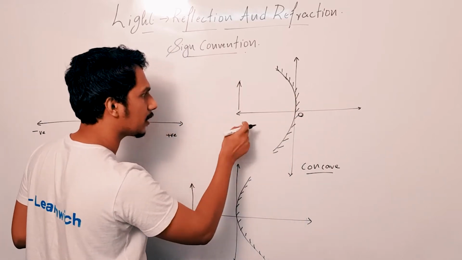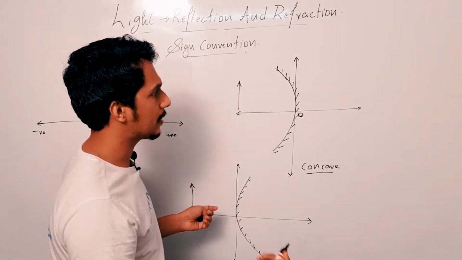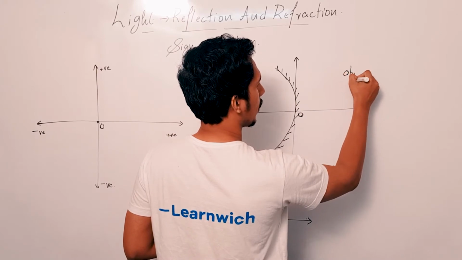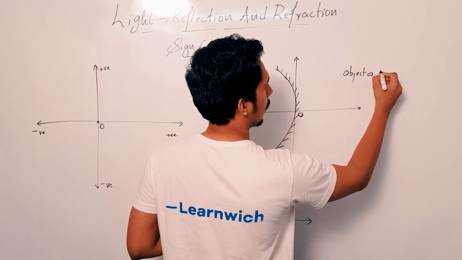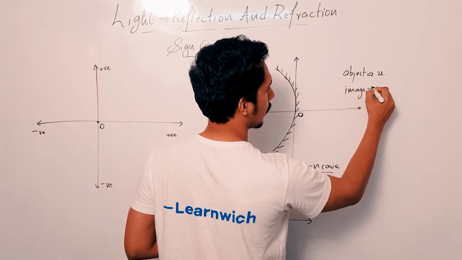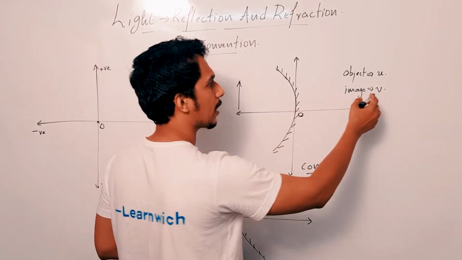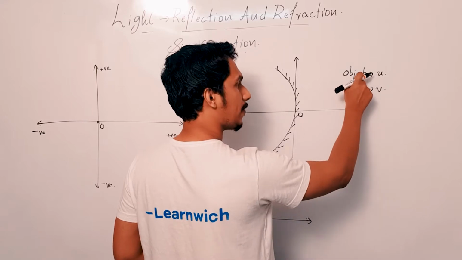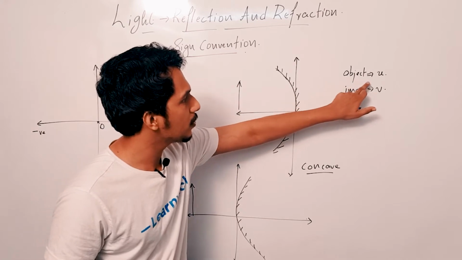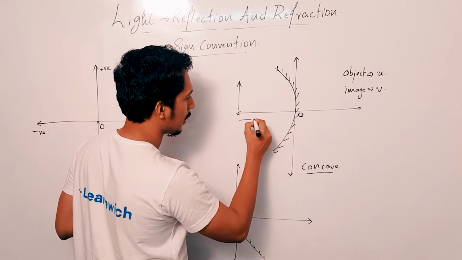Any values taken to the left are negative. Let's say I'm placing the object here. What are the letters that we use to represent object and image? The object is usually denoted using U, and the image is V. An easy way to remember: in alphabetical order, V comes after U, which means the image comes after the object. First you have to have the object before you have the image. So this object is U, image is V. Let's say this is placed at a distance of 20 centimeter from the mirror.